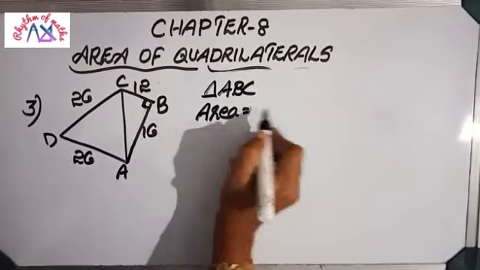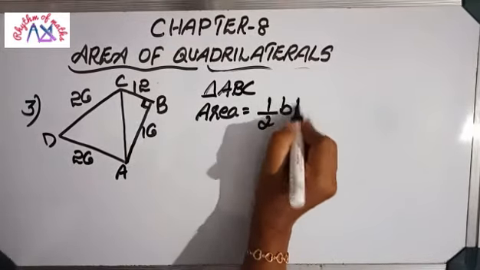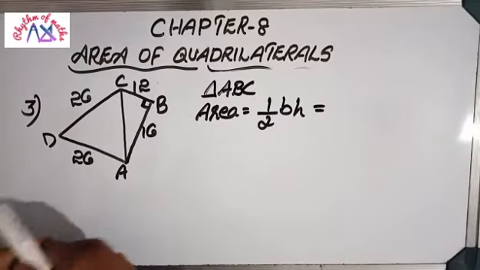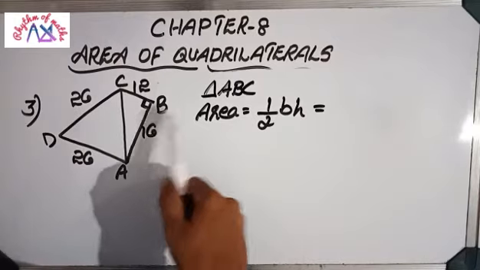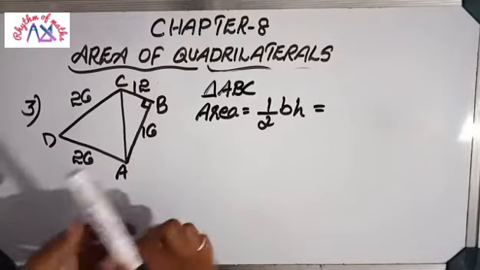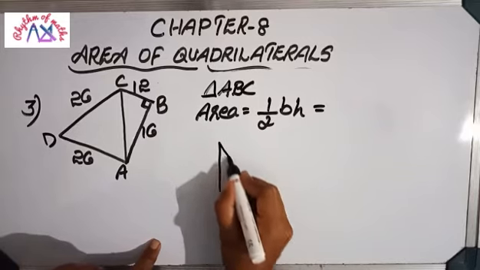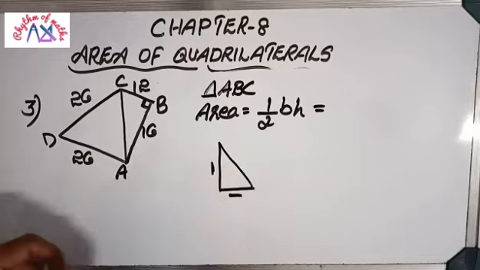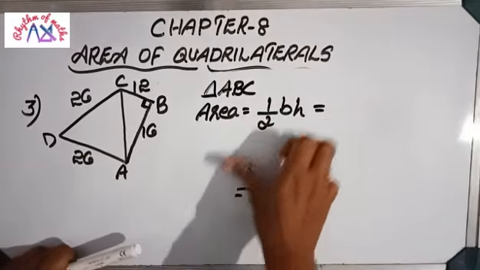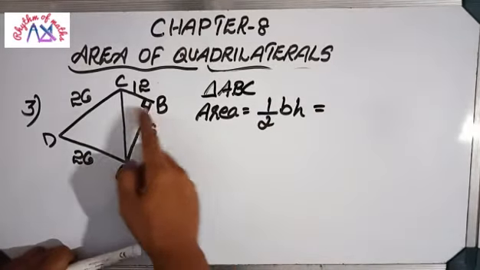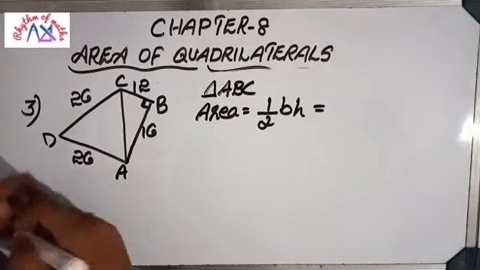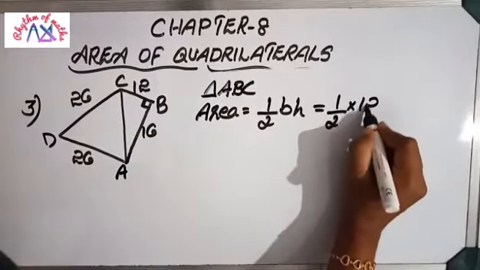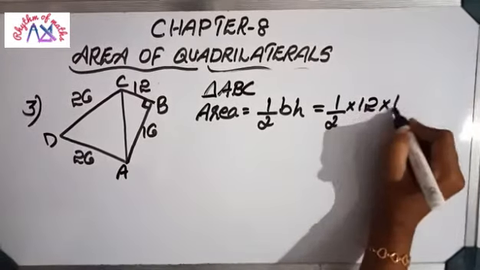Area of triangle ABC equation is half into B into H. Now for a right triangle, for a 90-degree triangle, altitude and height are the same, because a 90-degree triangle means it is like this. If we consider this as base, this will be height. So here in this question, AB is the altitude, and BC is the 12 centimeter base. So half into base 12 into height 16.